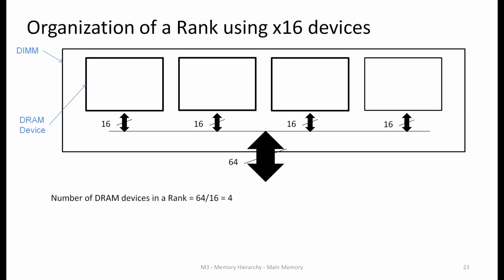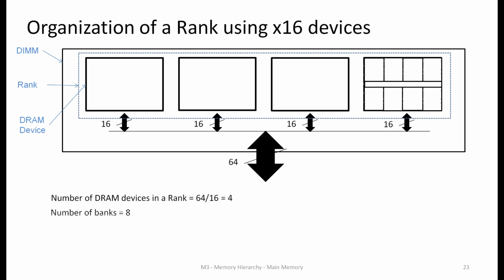So when we send a command to the DIMM and a rank, here these 4 devices form the rank, all the 4 devices respond to it. And when we send a CAS, each of them will supply 16 bits and we get 64 bits per cycle to the memory controller.